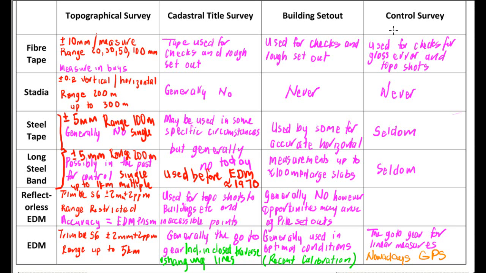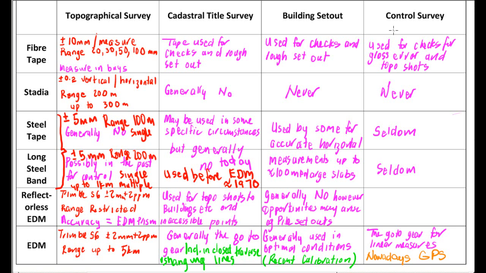The range varies from 20, 30, 50 and 100 meters there, not millimeters. A bit of a faux pas there, but yeah, it's 100 meters. I meant to put that there, but never mind. Well, I'm sure you can. All big boys, we can deal with that.